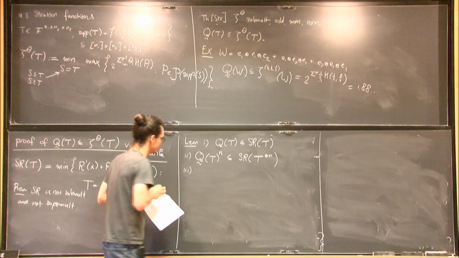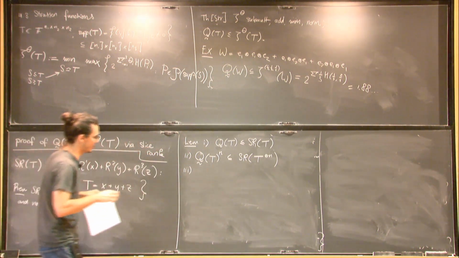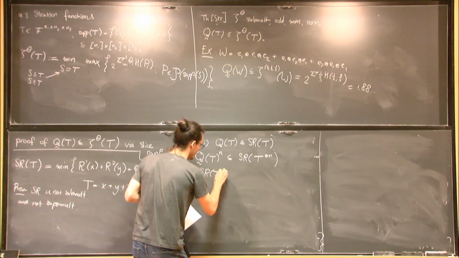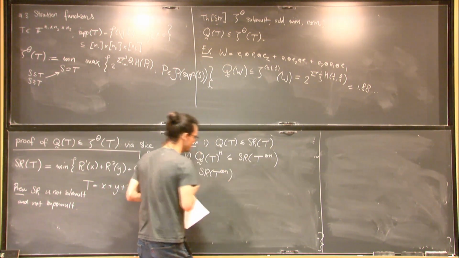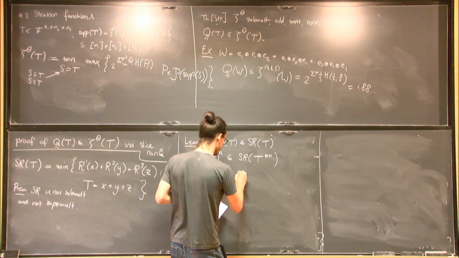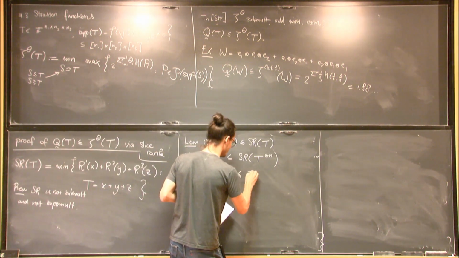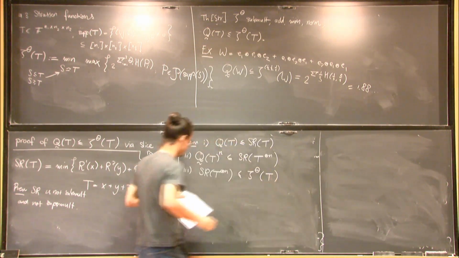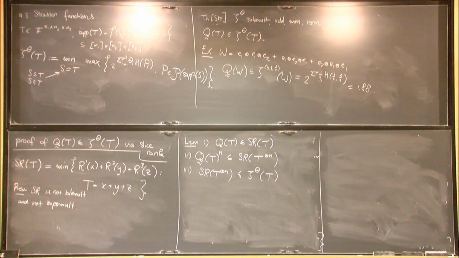Now the statement I want to talk about is this one. I can upper bound the slice rank of this power using the support function, the Strassen function, sorry. So the third thing is what I want to talk about.